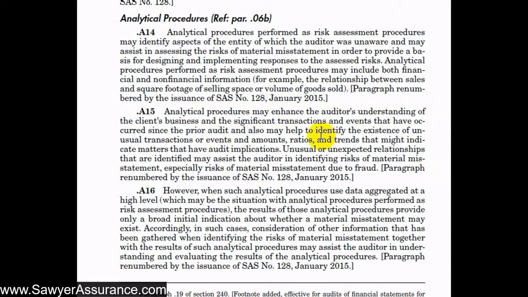And they might also help us to identify the existence of unusual transactions or events, amounts, ratios, trends, and other matters that have audit implications. And so unusual or unexpected relationships that are identified may assist us in identifying risk of material misstatement, especially risk of material misstatement due to fraud.